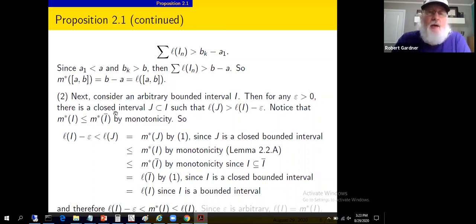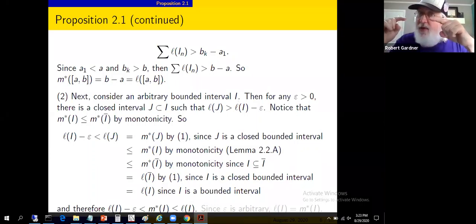We can find a closed interval inside this arbitrary bounded interval, let's call it J, a subset of I, such that the length of J is greater than the length of I minus epsilon. You gave me some wiggle room. I had some particular open interval. I went in a little bit and closed off. Maybe I went in epsilon over 2 and closed off, or epsilon over 3 and closed off. So I can, for a bounded interval, go inside that interval.